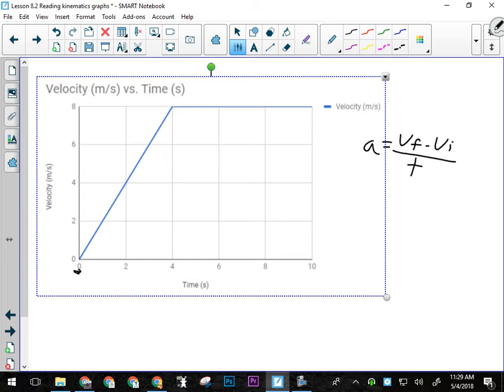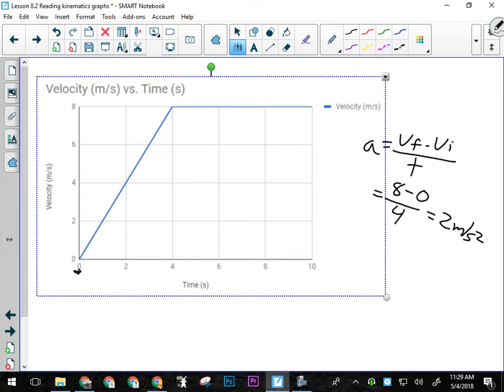It tells us our initial velocity was 0. It tells us our final velocity for this section anyway is at time 4 seconds. Okay, and 8 meters per second is the final velocity. So we can plug those numbers in and very quickly have our answer. 8 meters per second was our final. Our initial was 0. That took 4 seconds. 8 divided by 4 is 2 meters per second squared.